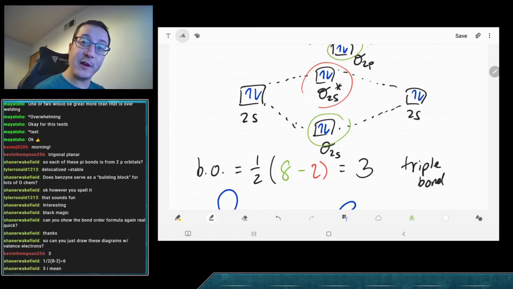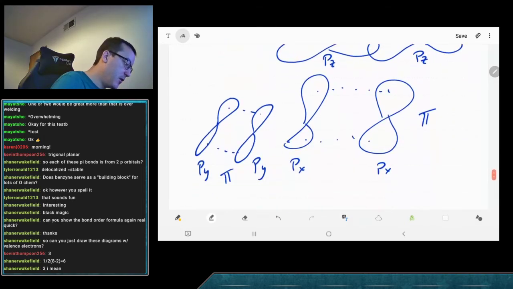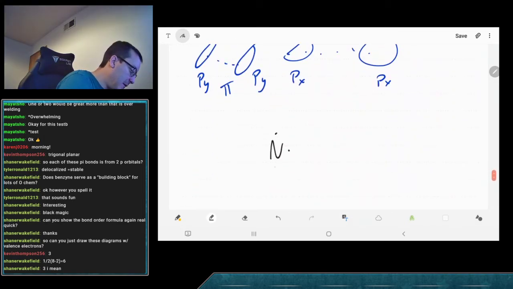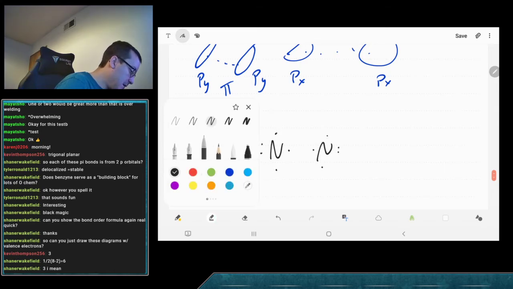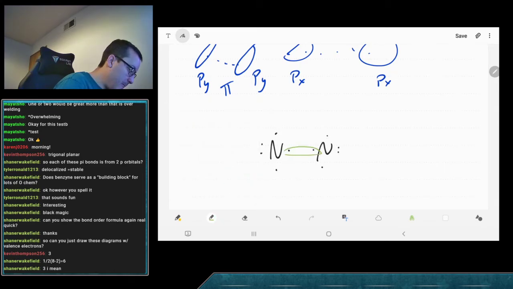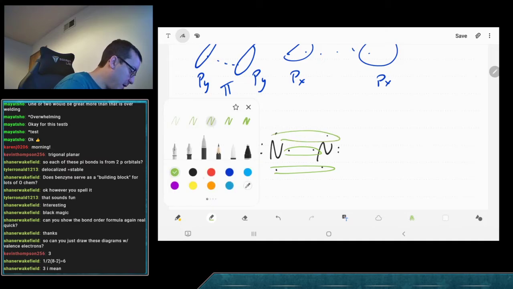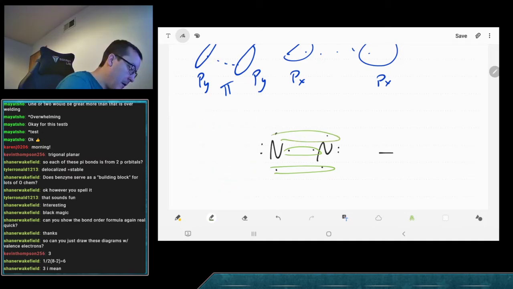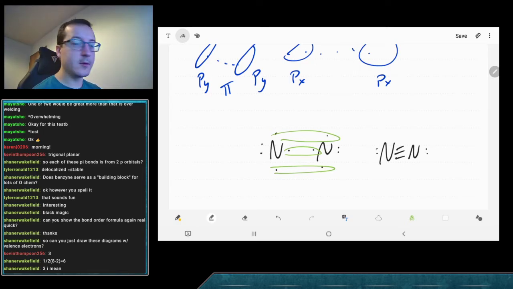And let's see if we do the Lewis structure. Lo and behold, yes, indeed, we get a triple bond in between them, as predicted by the molecular orbitals. Hooray!